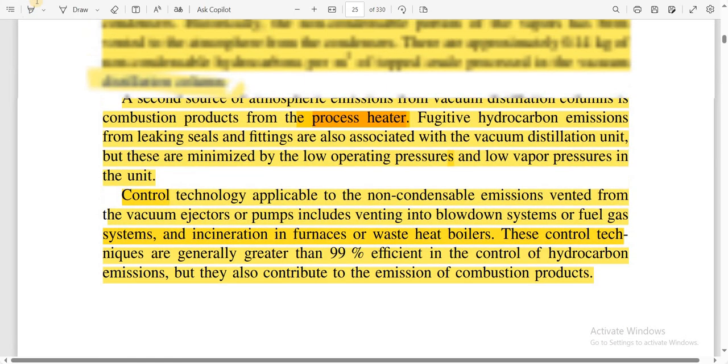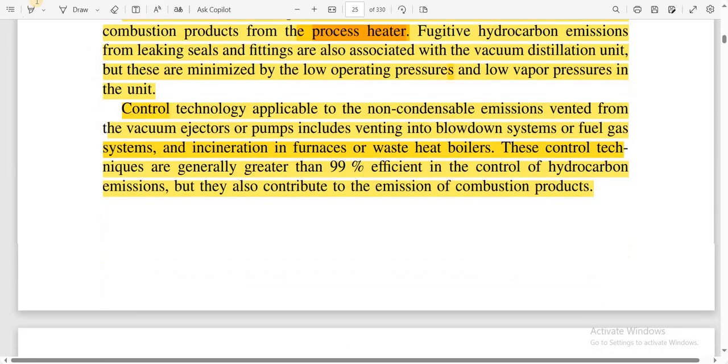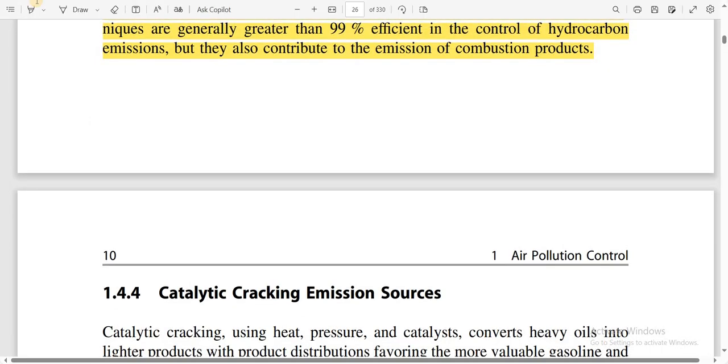Okay, so this is it for vacuum distillation emission sources. We'll do this much for today. Next class we'll learn about catalytic cracking emission sources.